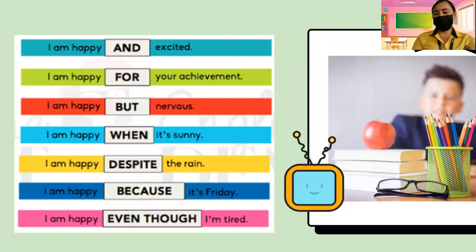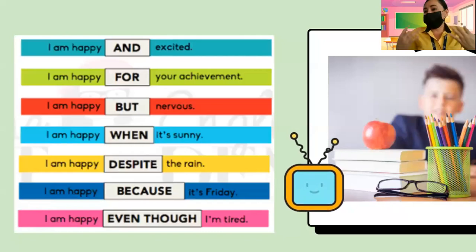Not the end. Okay, the next example. I'm happy for your achievement. I'm happy for your success. I'm happy for your excellent scores in the English exams. Congratulations. Okay, you get excellent scores in the English exam.